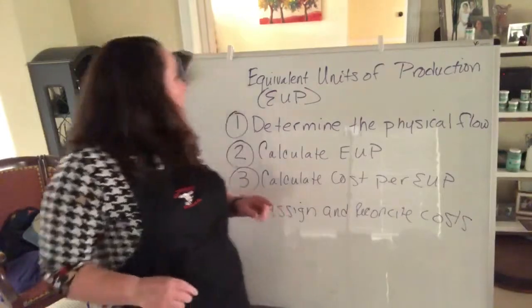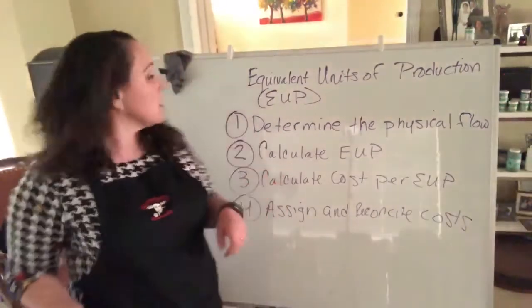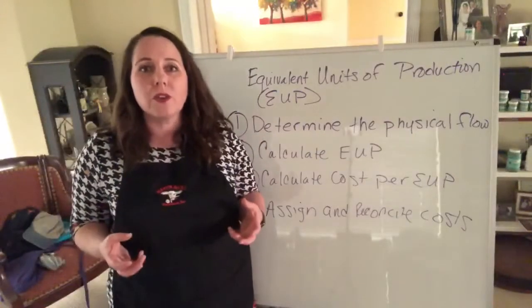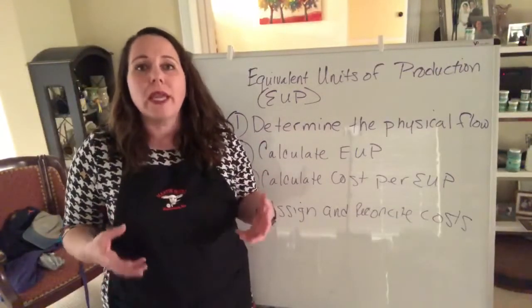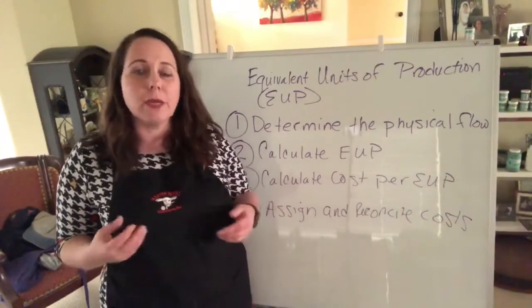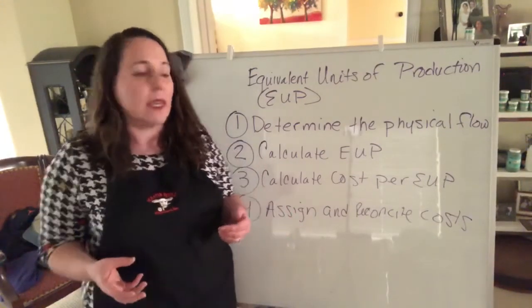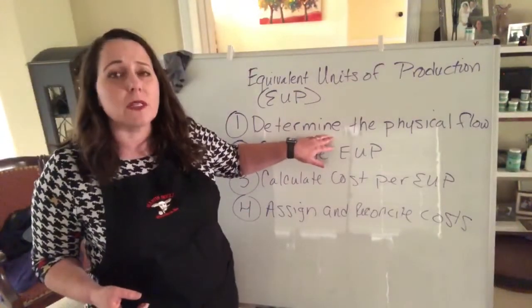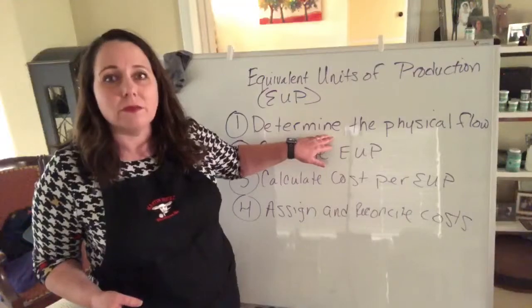All right, so we're going to have 4 steps. We're going to start by determining the physical flow. This is going to help us to understand how many units we have in finished goods and how many units we have in ending inventory. Step 1 is all about units. We're not talking about dollars at all.